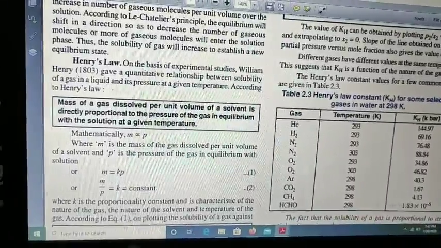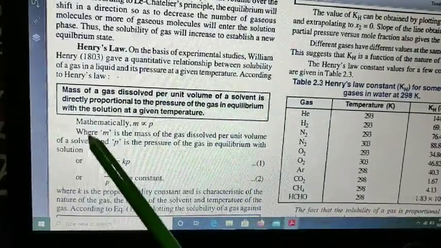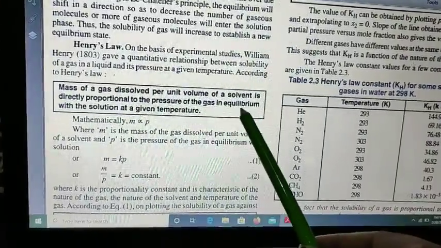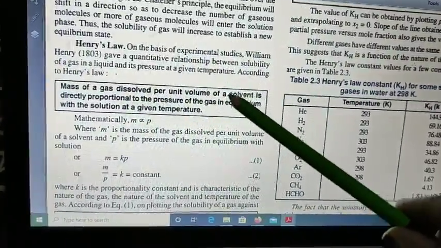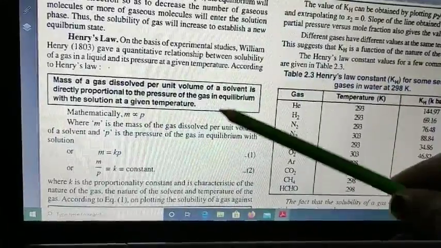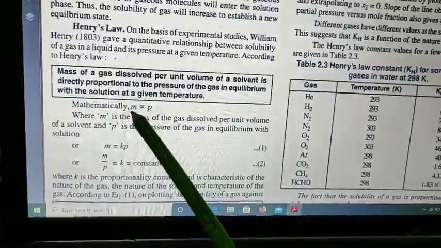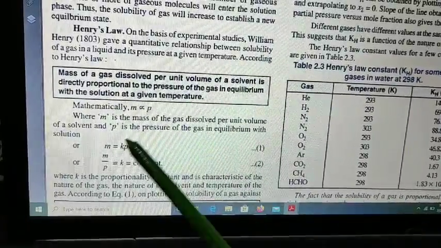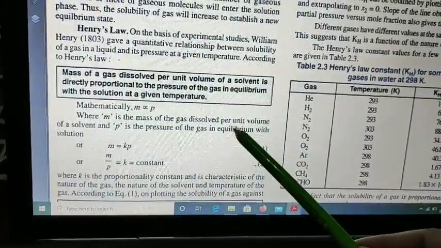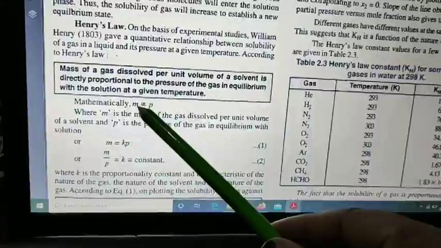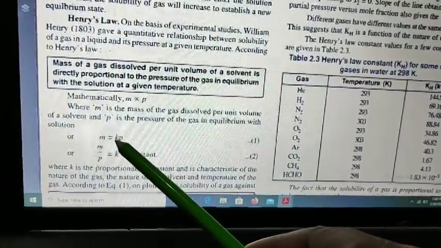So according to him, the mass of a gas dissolved per unit volume of a solvent is directly proportional to the pressure of the gas in equilibrium. That means whatever mass of gas is dissolved per unit volume of a solvent is directly proportional to the amount of pressure applied, in equilibrium with the solution at a given temperature. Mathematically, m is proportional to P, where m is the mass of the gas dissolved per unit volume of a solvent, and P is the pressure of the gas in equilibrium with the solution. Since m is proportional to P, when you remove the proportional sign, we put a constant, let that constant be K over here.